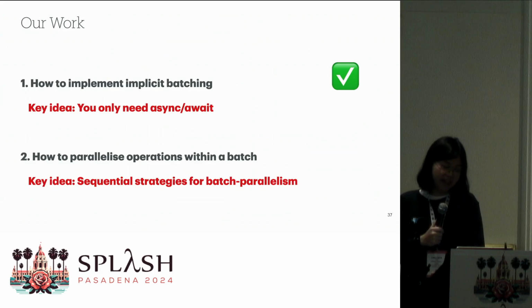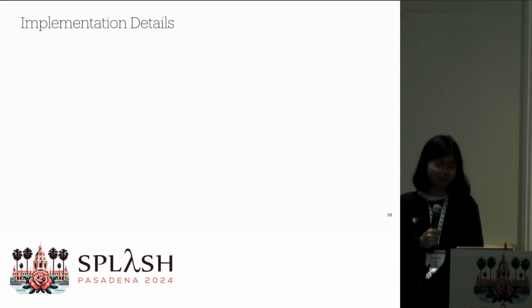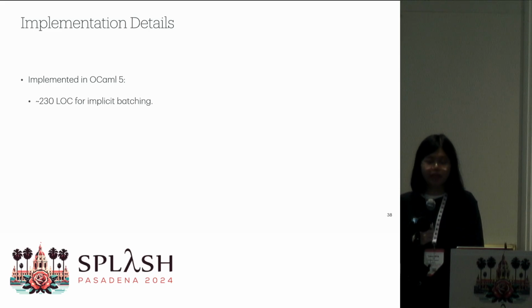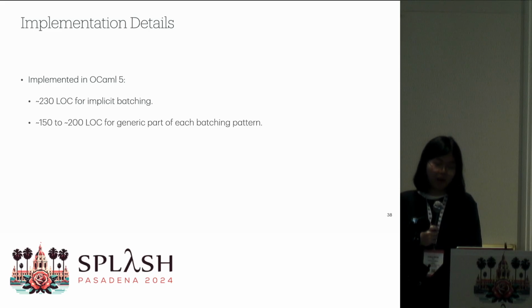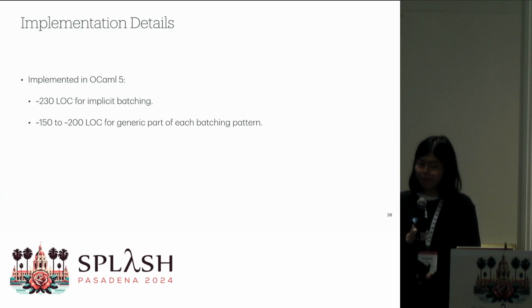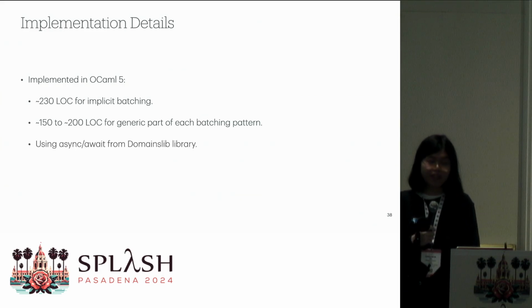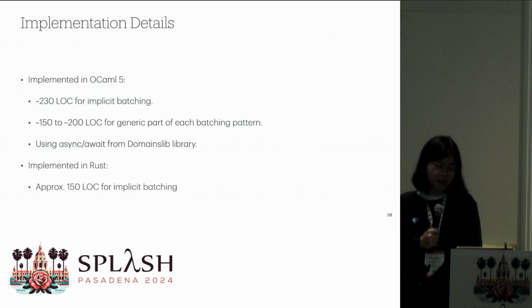And so that is the second key idea of our work. So here are some implementation details. First, we implemented this as a library in OCaml 5 with about 230 lines of code for implicit batching and about 150 to 200 lines of code for the generic part of each batching strategy. And we implemented all this using only concurrency primitives, async await, from the domains library. And as a proof of concept, we also implemented implicit batching in Rust, which took about 150 lines of code.